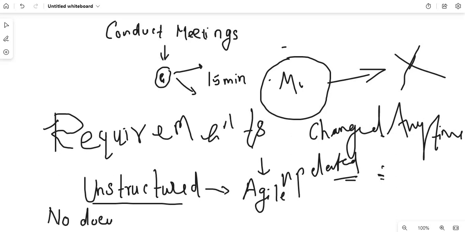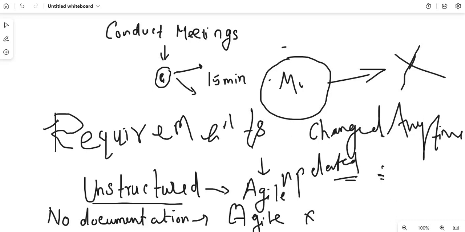The fourth thing is no documentation. When the company is not following any documentation, what will happen? If the company does not make documentation, if it is not following any documentation, then it is not agile. If they are not following any documentation, it's not agile.